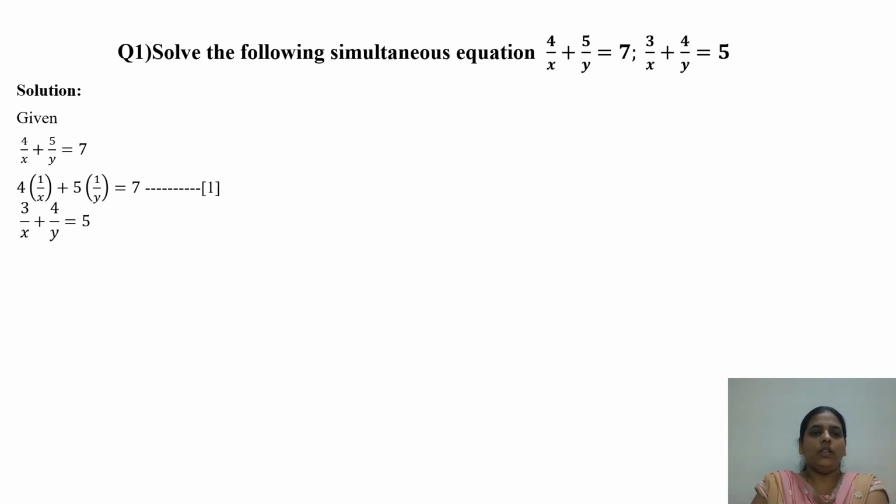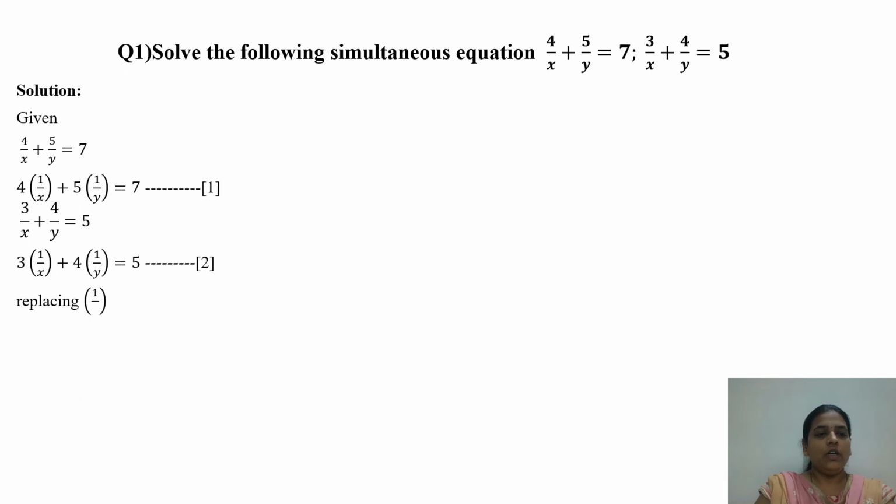Next equation is what? 3 upon x plus 4 upon y is equal to 5. So this is the second equation, but it is not a linear equation. So do some changes in the given equation. How to write this given equation here? That is 3 multiplied by 1 upon x plus 4 multiplied by 1 upon y is equal to 5. So this is equation number 2.